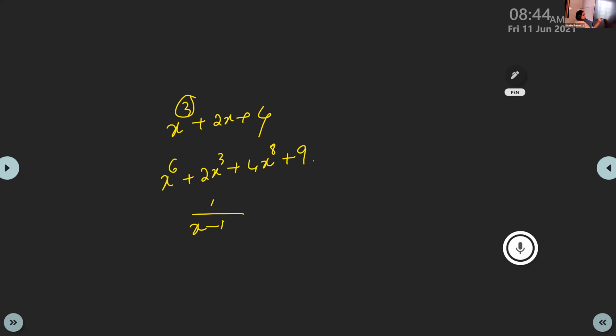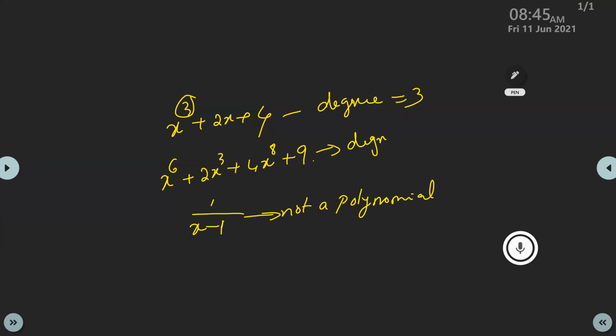Is 1 by x minus 1 a polynomial? If it is a polynomial, what is its degree? Nihal, is it a polynomial? No, this is not a polynomial. For x cube plus 2x square plus 4, the degree is 3. In this question, the degree is 8. 1 by x minus 1 is not a polynomial.